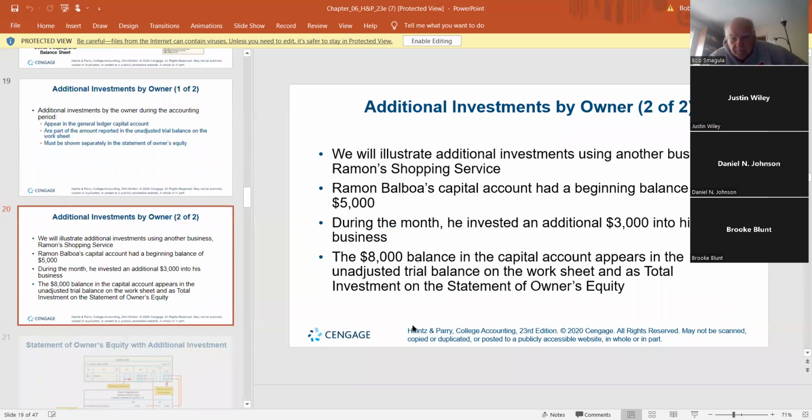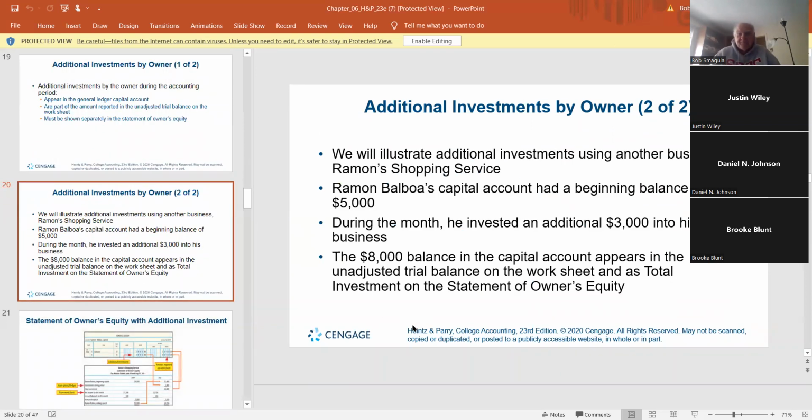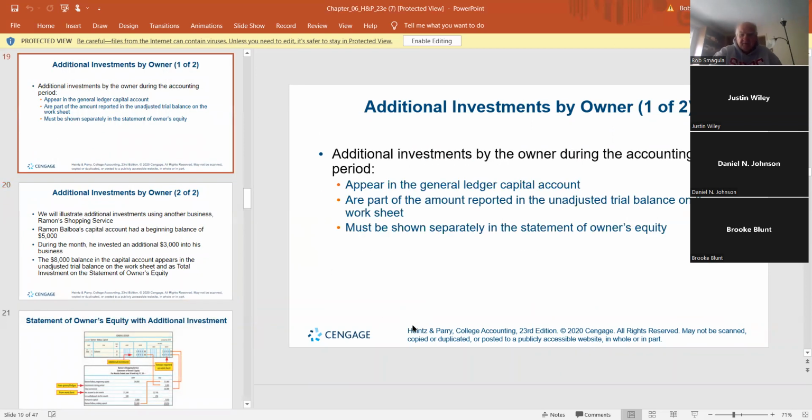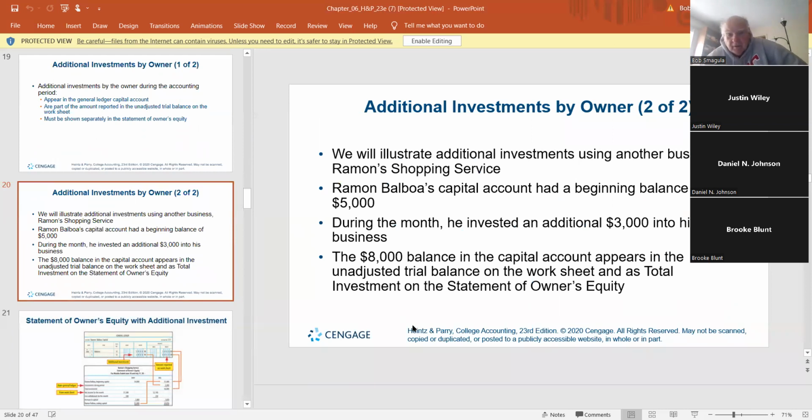Additional investments by the owner, we know that. Okay, I guess they want to make a big deal of this. Additional investments by the owner appear in the general ledger capital account or part of the unadjusted trial balance. Here's all they're talking about. Ramon Balboa had capital at the beginning of the month of $5,000. But during the month, he invested another $3,000. That $8,000 balance appears in the unadjusted trial balance. That's all they're saying.